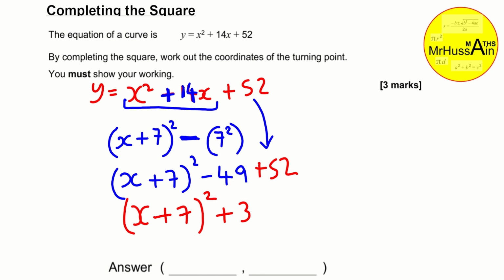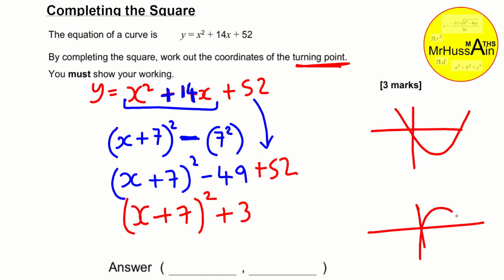The last step is talking about turning point. If you imagine a quadratic on a graph, this is where the graph turns. Downwards turns to upwards, changes direction. Upward changes to downward. And they are known as turning points. This one here is also known as minimum point.